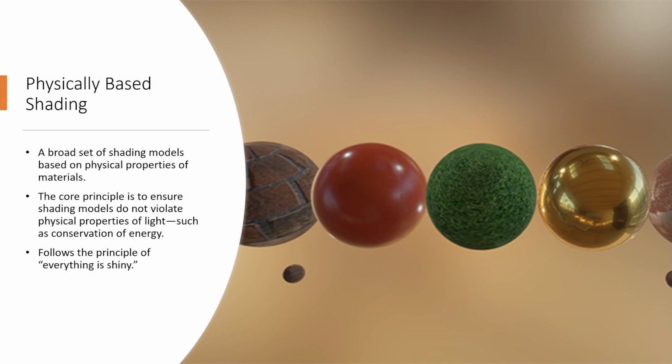And additionally, they follow this principle of everything is shiny. Because if you think about it, almost all materials in the world give some sort of reflection. Even a super matte material still has a slight reflection to it. And so a lot of these models are based around how do we model and simulate reflection, mainly specular reflection, which are these bright highlight spots that you see on various materials.